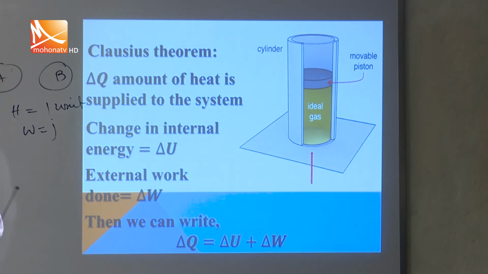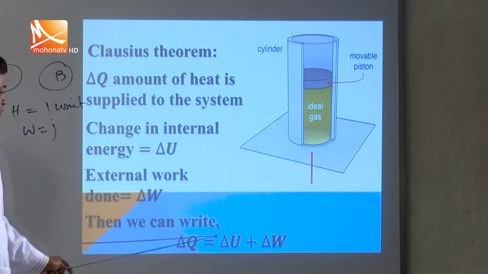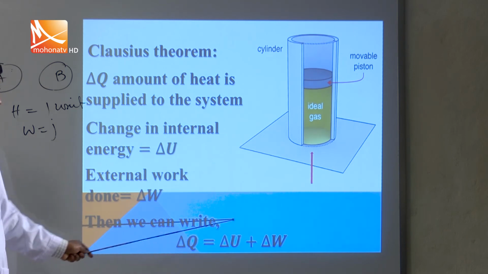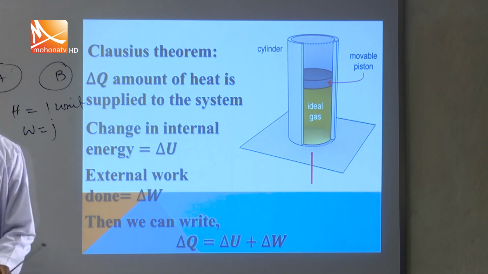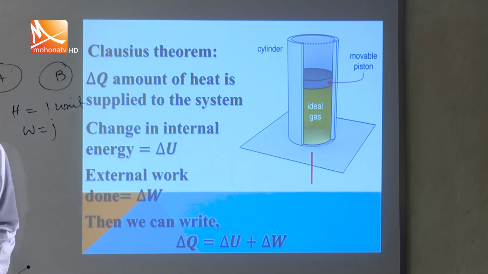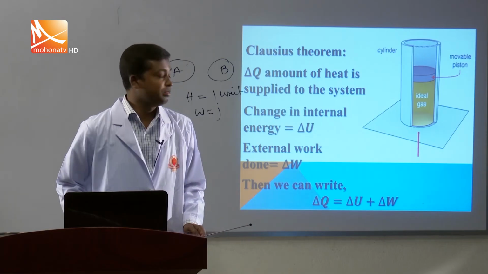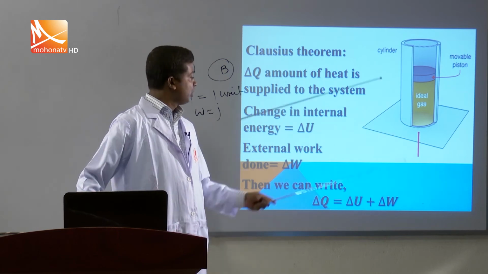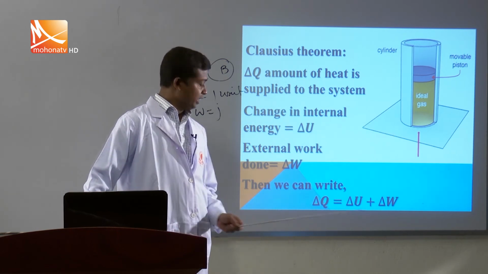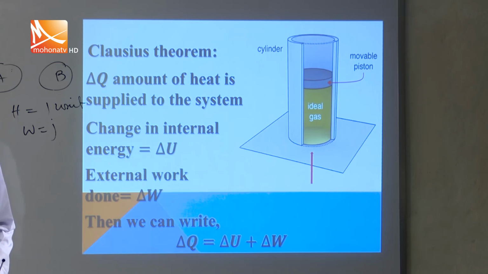So, what will be the first law of thermodynamics according to Clausius theorem? Basically, if you apply some amount of heat in the system, then a portion of the heat is used to increase the internal energy of the system, and the rest of the heat is used to do some external work. So, this is the first law of thermodynamics on the basis of Clausius theorem. Basically, the first law of thermodynamics says the principle of conservation of energy.